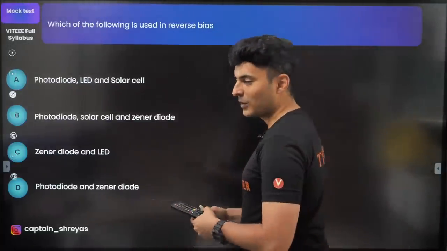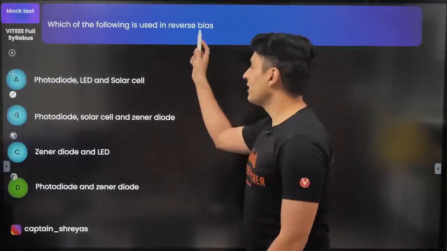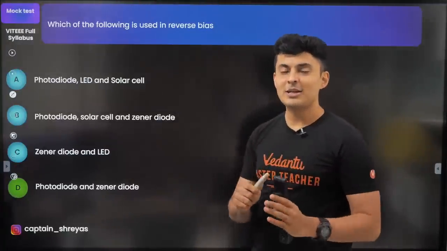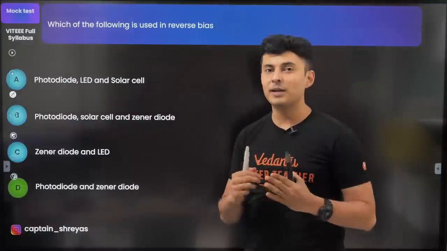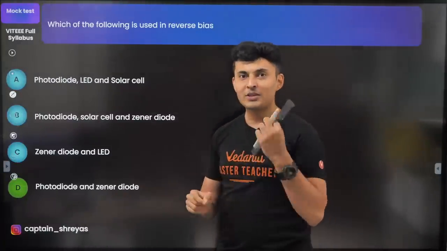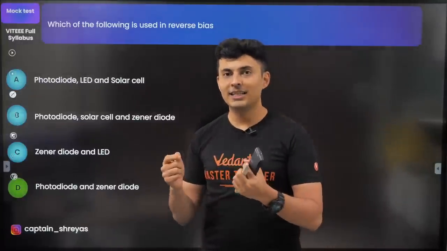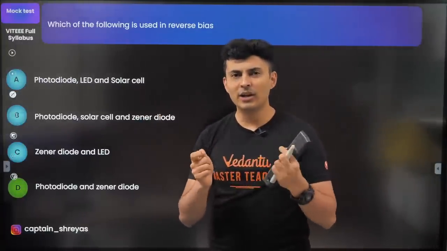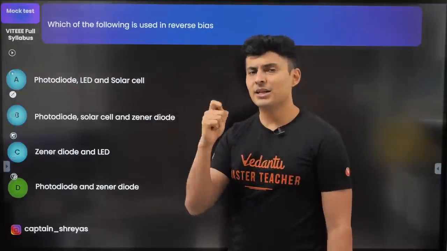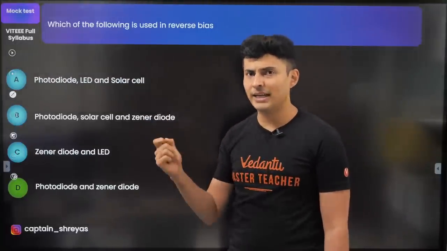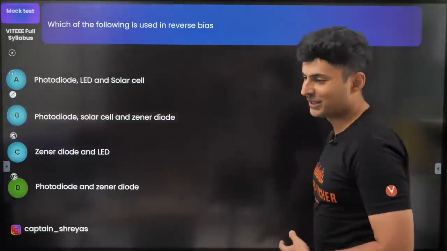Okay, option C or option D, decide guys. The correct answer is photodiode and Zener diode. Remember, in reverse bias, you will use Zener diode because it is used like a voltage regulator and it is operated in the breakdown region. Photodiode is used in the reverse bias again. When the light is incident, a small reverse leakage current will flow, and that leakage current is small and very sensitive to the light. So the correct answer is D, my warriors.